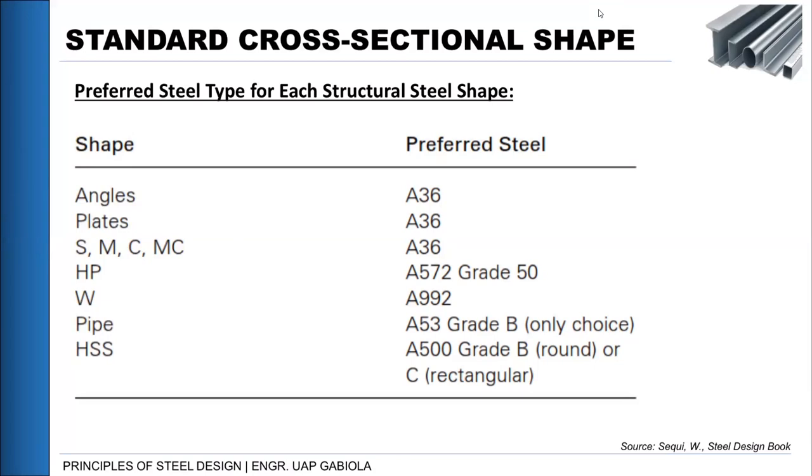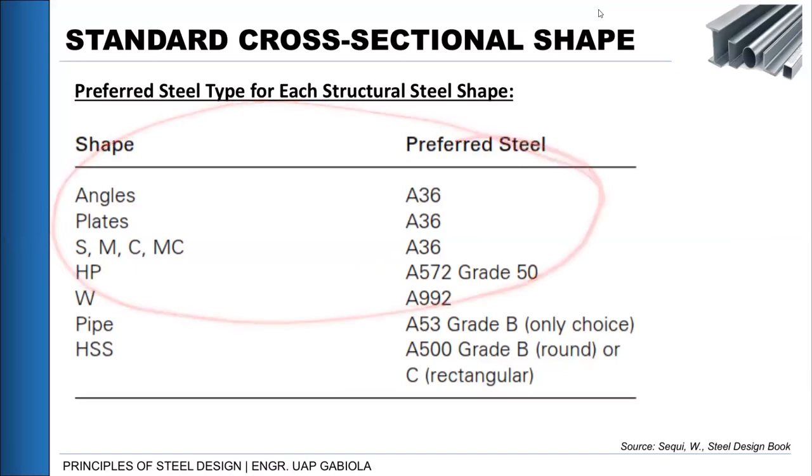Okay? Then, but for HP and W shapes, we need to have grade 50 and A992 steels because this type of shapes are usually used as a beam, as a column for our structure. And since they are the main resisting elements of our structure, they should have the right and the correct tensile and yield stress to be able to support the loadings that it will be subjected to. Okay. Then for pipe, we have A53 grade B. Then for HSS, A500 grade B.